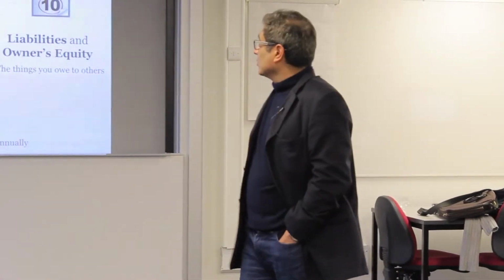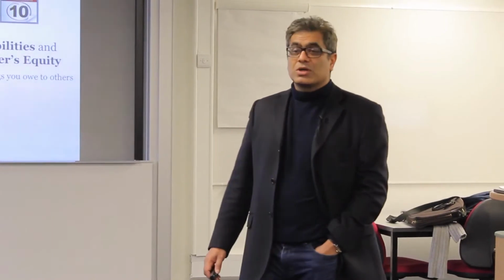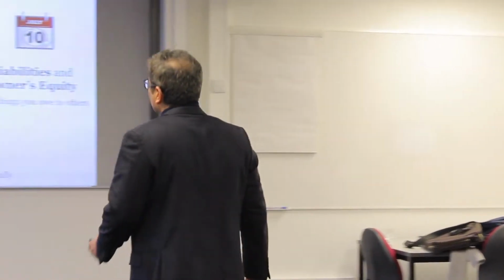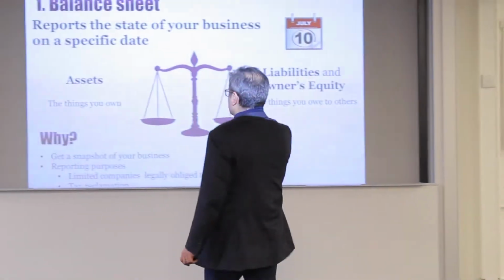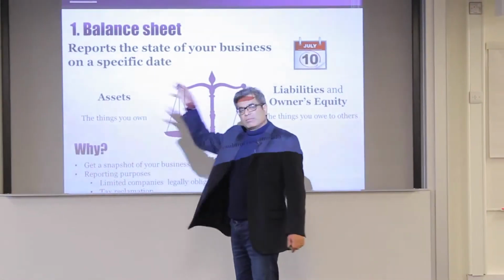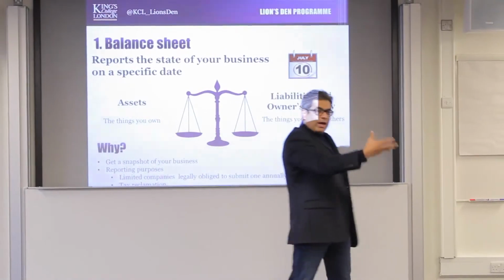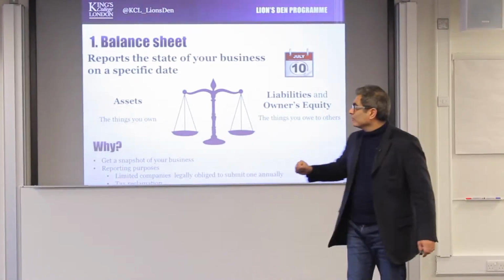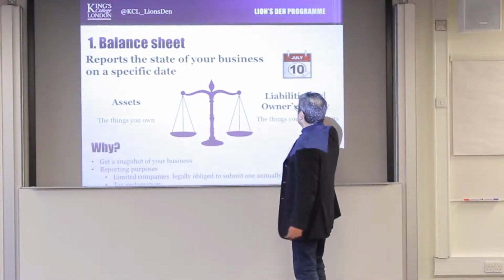So the balance sheet reports the state of your business on a particular date, and always has two sides: assets, things that you own, and liabilities and owner's equity. And don't worry about getting what these are. I'll give you a handout, and then we'll actually do an activity.